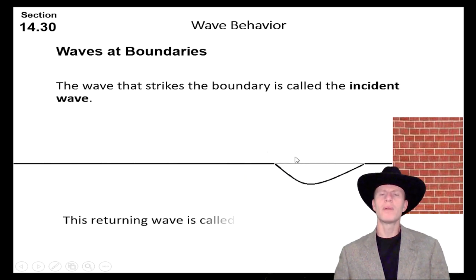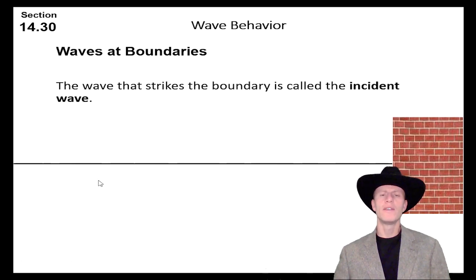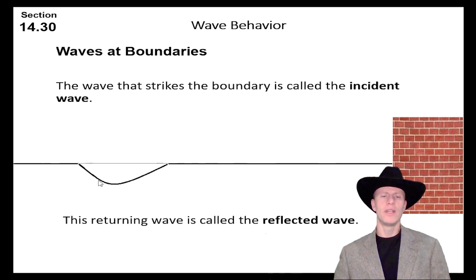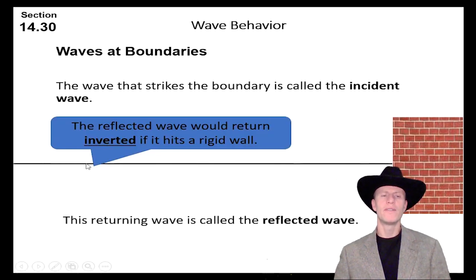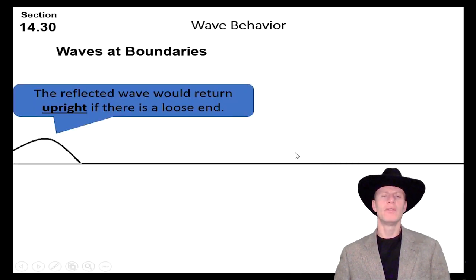The wave that strikes a boundary is called the incident wave. The wave that comes back is called the reflected wave. Notice when this wave strikes the boundary, it is inverted, meaning it's coming back on the bottom of the line. The wave pulse actually returns on the bottom. If the wall is not rigid, it will return upright.